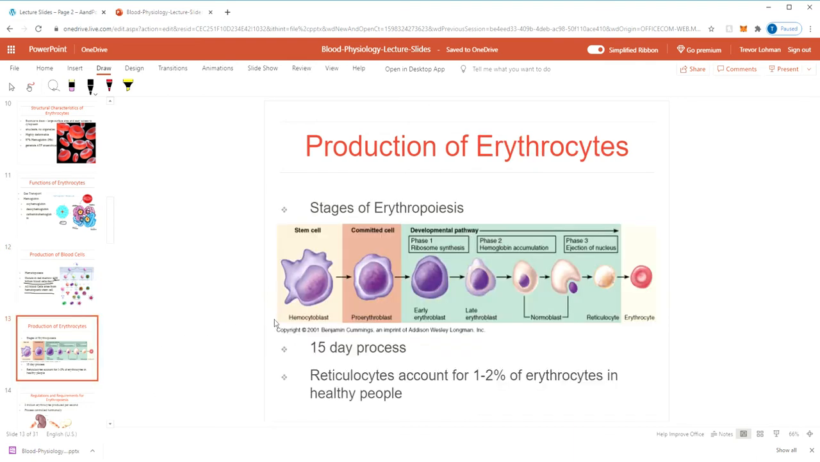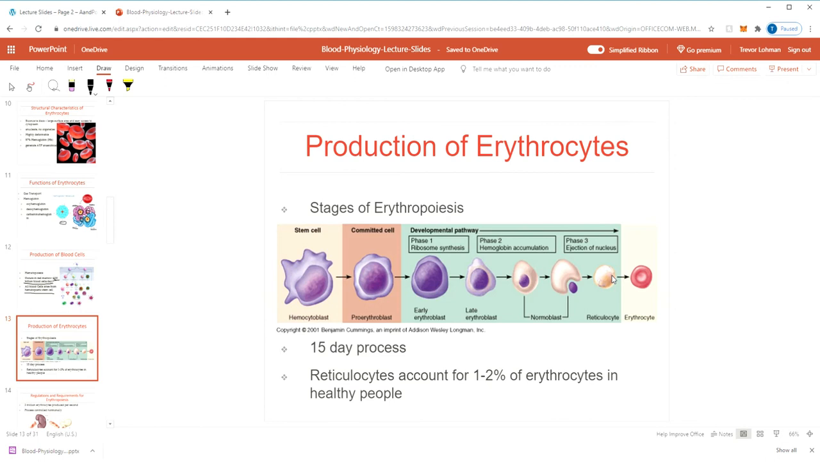Erythrocytes in particular come from hemocytoblast, which is an even further differentiated stem cell, which turns into a proerythroblast, an early erythroblast, a late erythroblast, a normoblast. And then once the nucleus is ejected, they become a reticulocyte. And reticulocytes are present in your blood, not just in the red marrow.